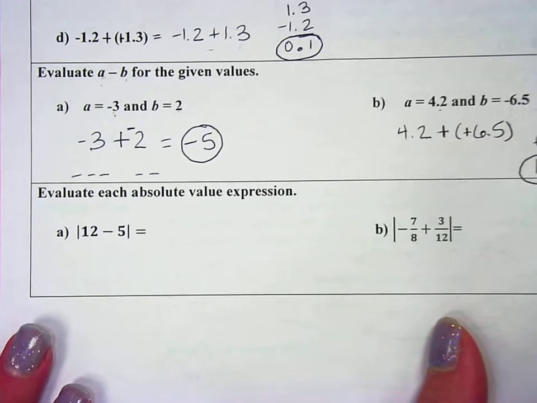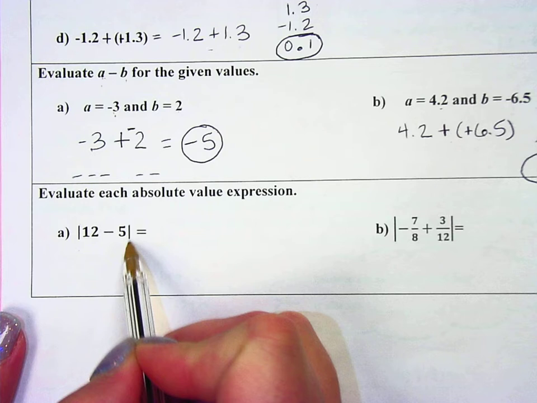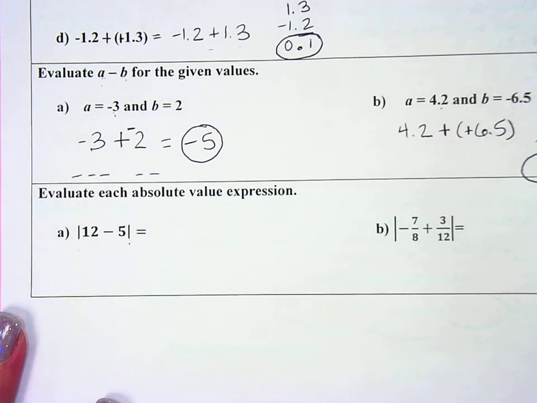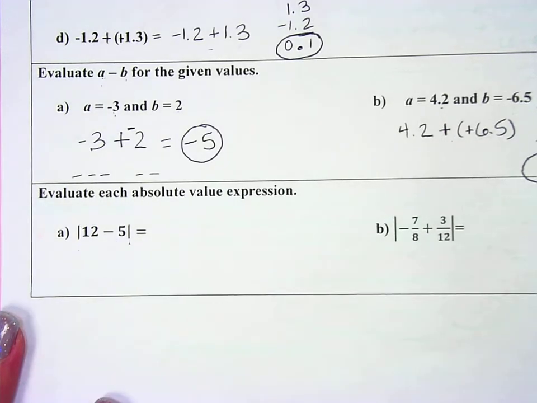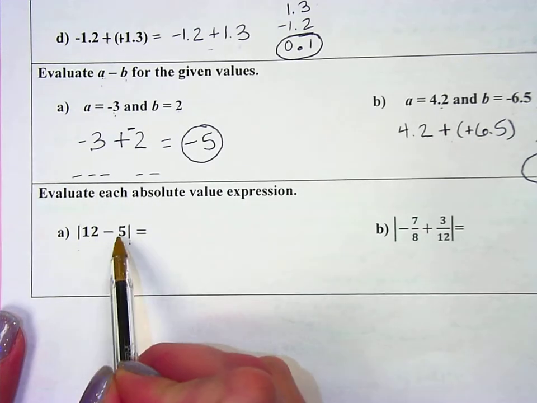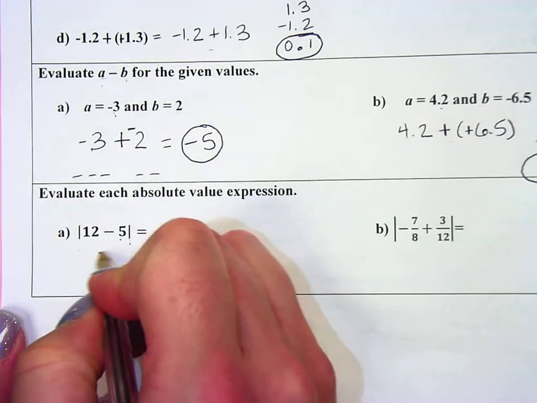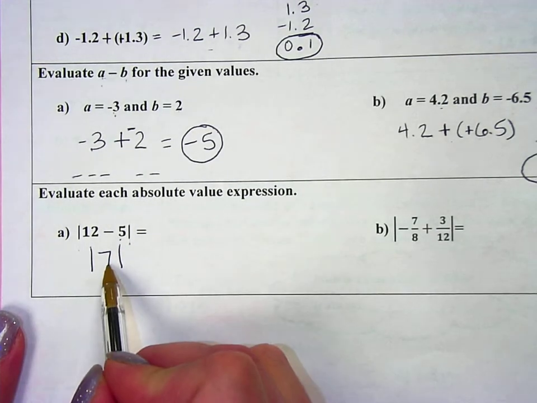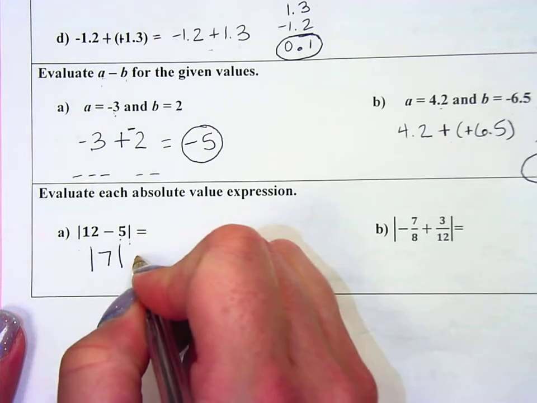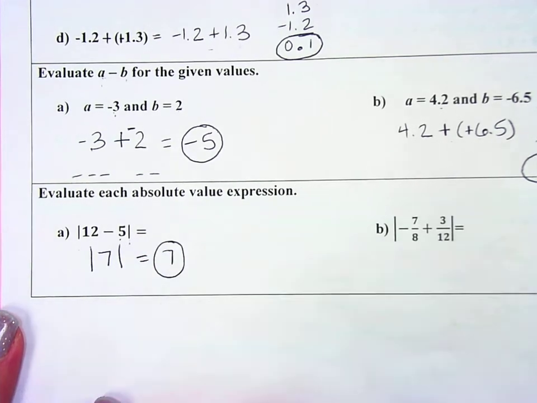Last thought, these bars right here mean absolute value. Absolute value is the distance from 0. So remember, we're supposed to solve anything inside of here first, and then we can find our absolute value. So 12 minus 5 is 7. My absolute value bars come down. 7's distance away from 0 is still just 7.